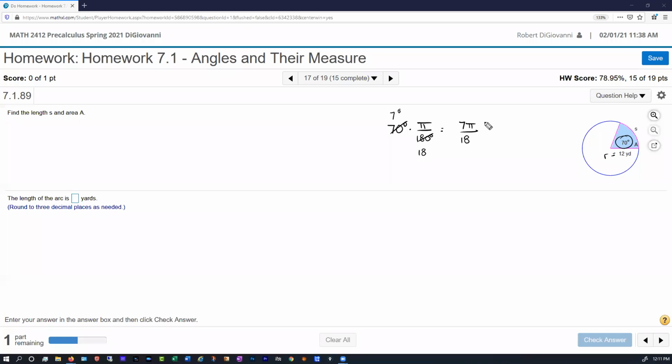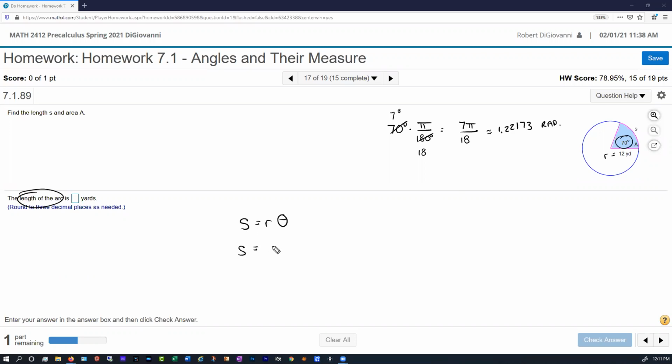And we're going to need to get that as a decimal. So I'm going to do 7 times pi on my calculator, divide that by 18. And I get about 1.22173 radians. Okay, so that's the actual angle. So to find the length of the arc, I'm going to use this formula.